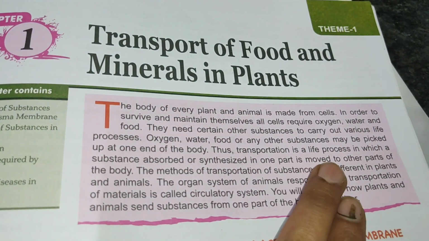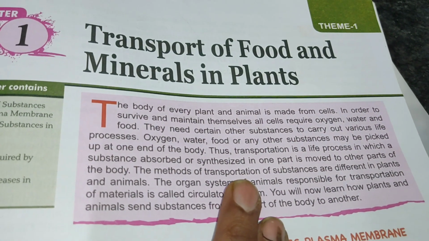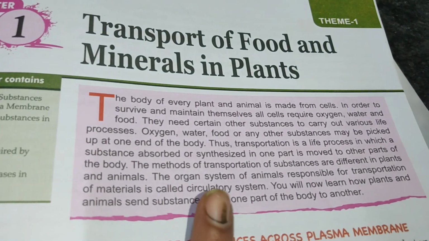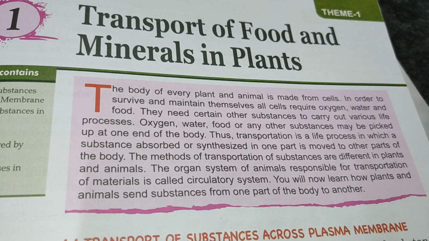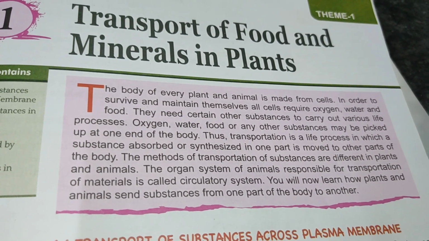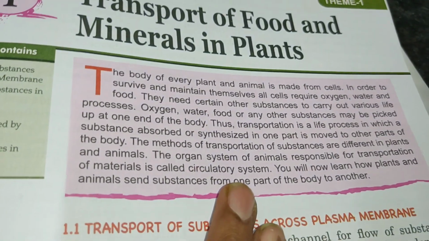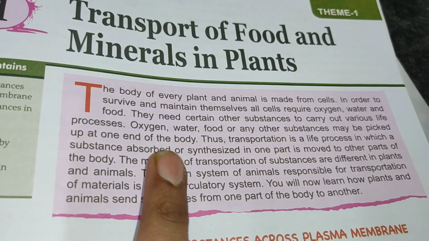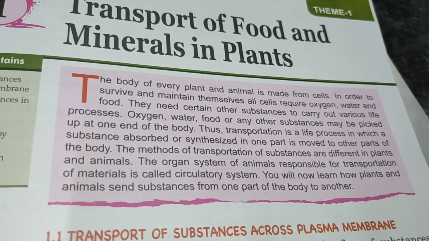Thus transportation is a life process in which a substance absorbed or synthesized in one part is moved to the other part of the body. This method of transportation of substances is there in plants and animals. The organ system of animals responsible for transportation of materials is called the circulatory system. In animals it is called the circulatory system, and in plants there will be transportation of substances, water, food, etc.